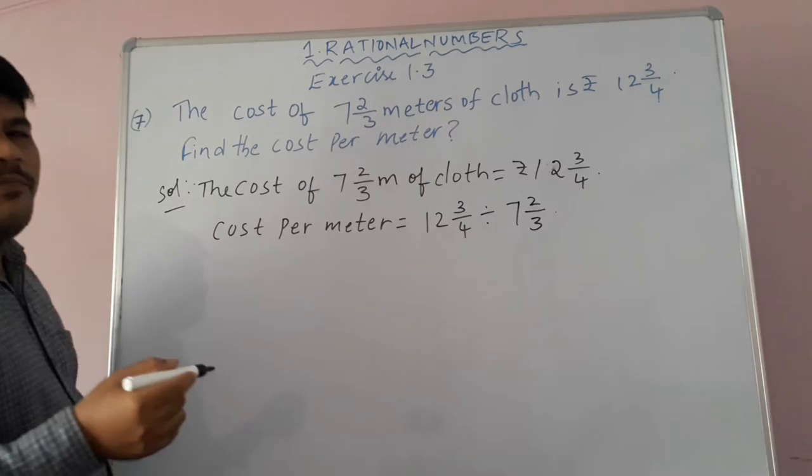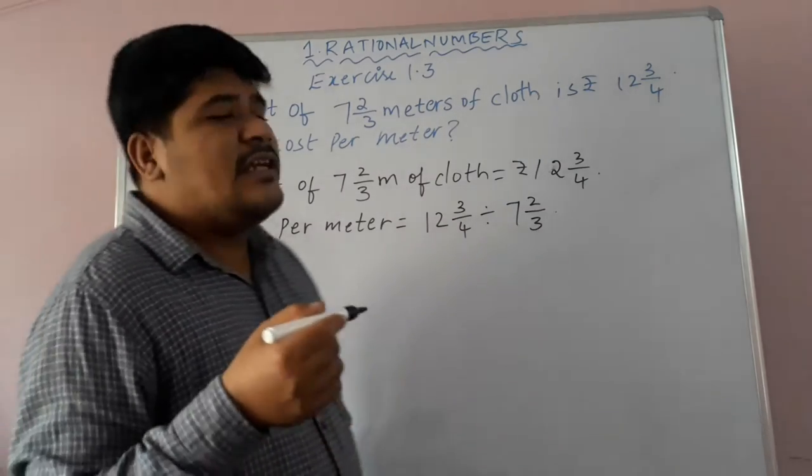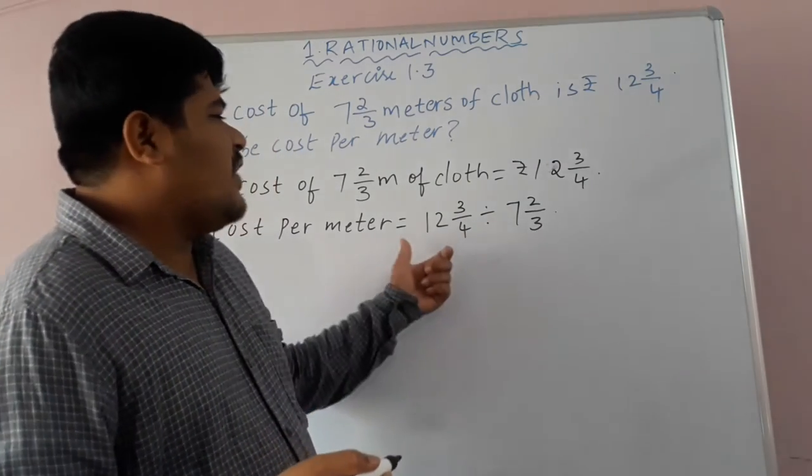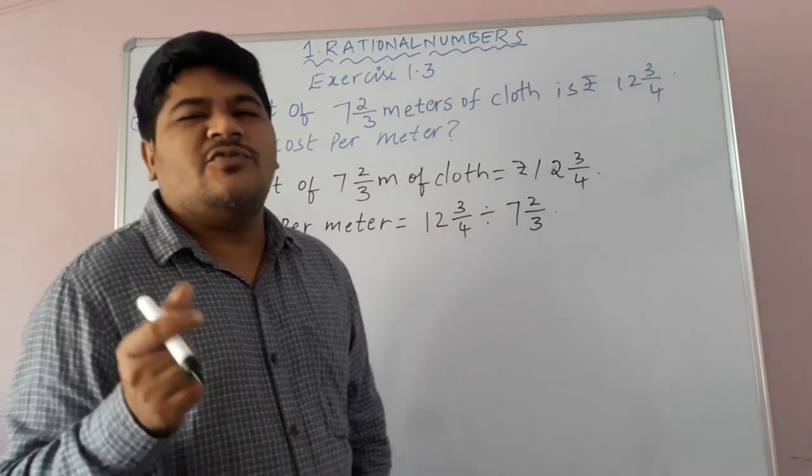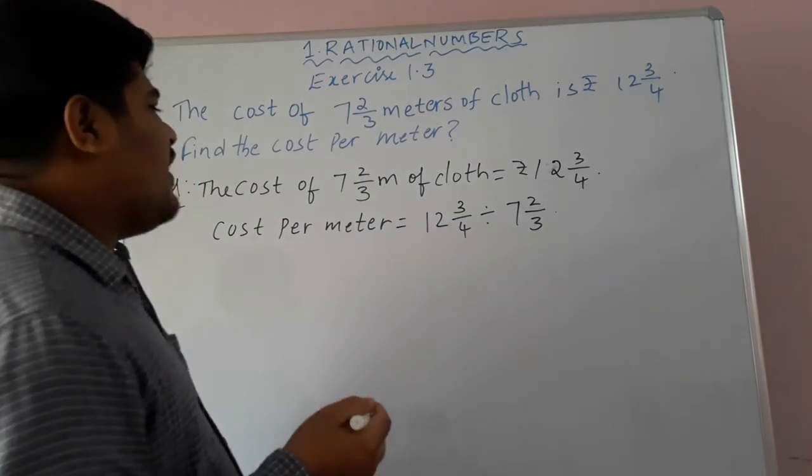12 3/4 divided by 7 2/3. Children, 12 3/4 is a mixed fraction, and 7 2/3 is also a mixed fraction. First we have to convert these two fractions into improper fractions.